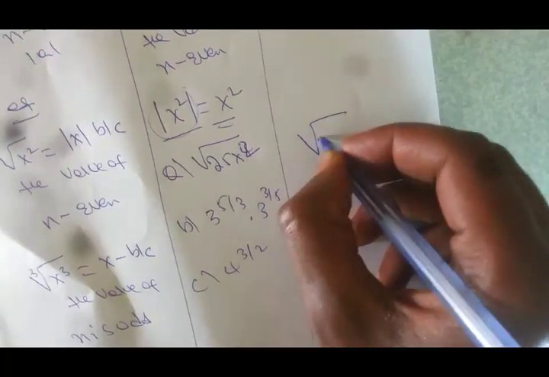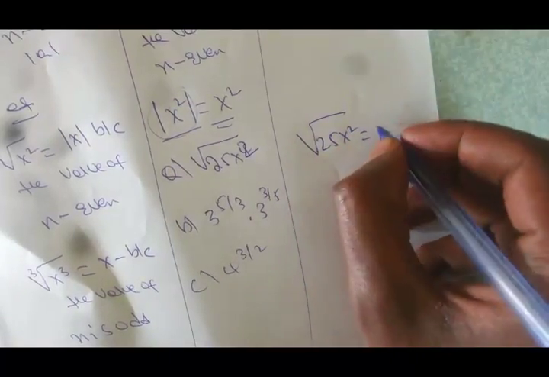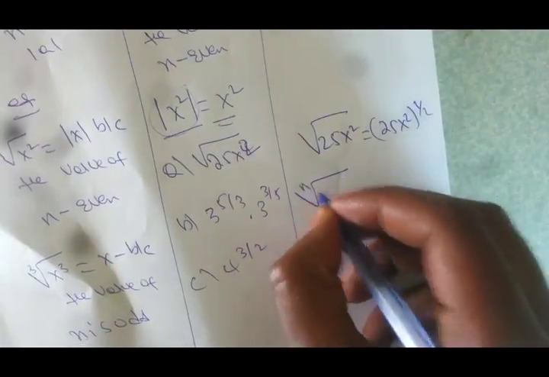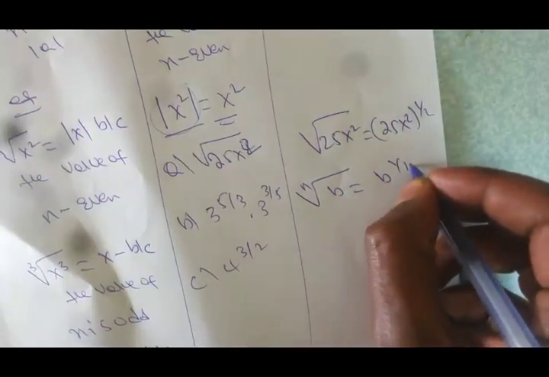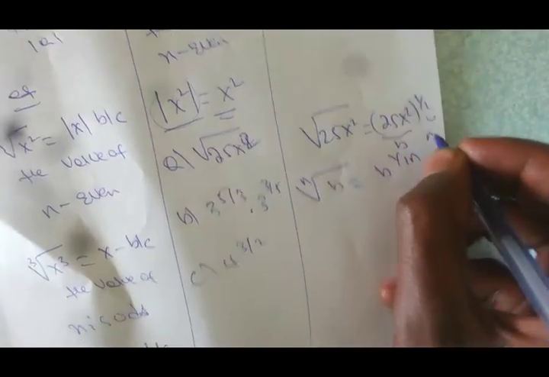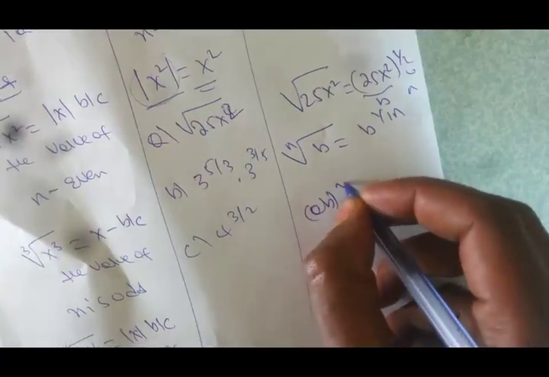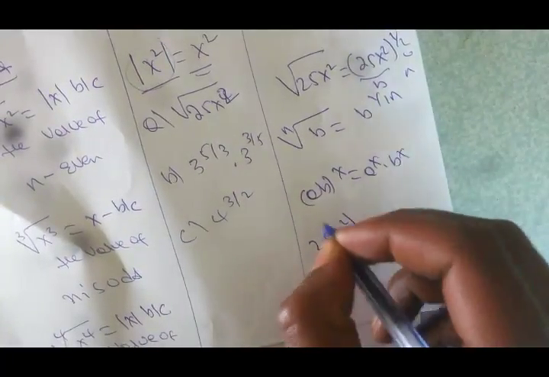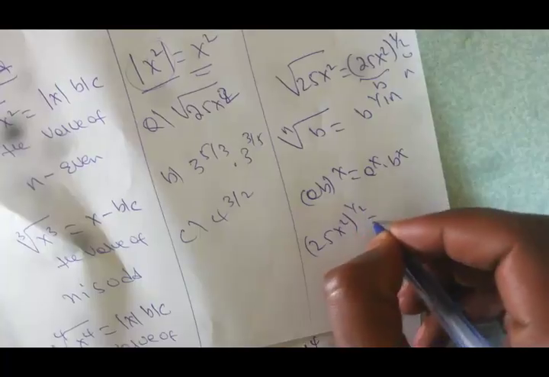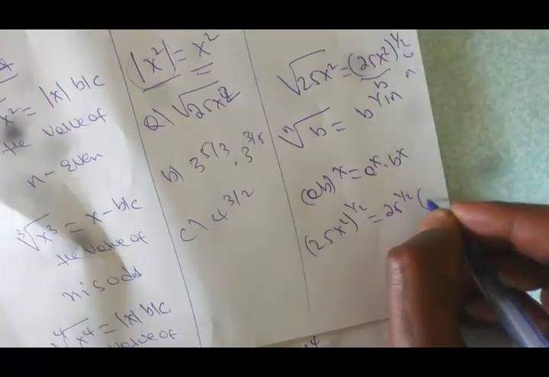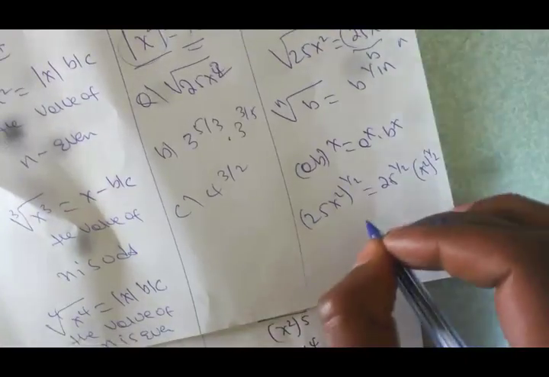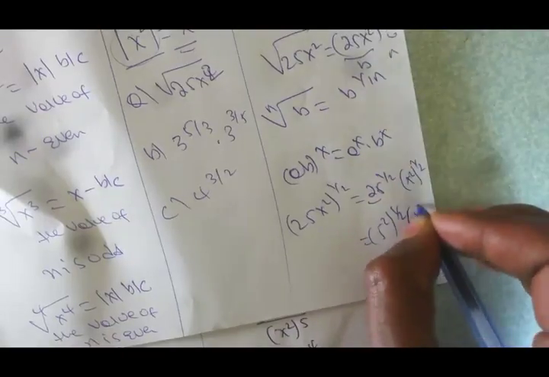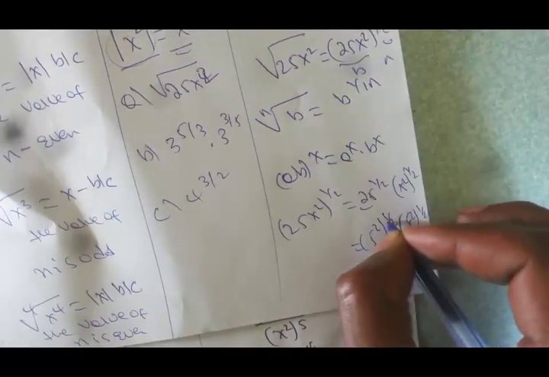Therefore, we know that square root of 25 x square can be written as 25 x square raised to 1 over 2. From the property, we know that the nth root of b can be written as b raised to 1 over n. This is b, this is n. And we know that ab raised to x can also be written as a raised to x times b raised to x. Therefore, 25 x square raised to 1 over 2 can also be written as 25 raised to 1 over 2 times x square raised to 1 over 2. This is equal to 25 written as 5 square raised to 1 over 2 times x square raised to 1 over 2. This can be cancelled, this can be cancelled.